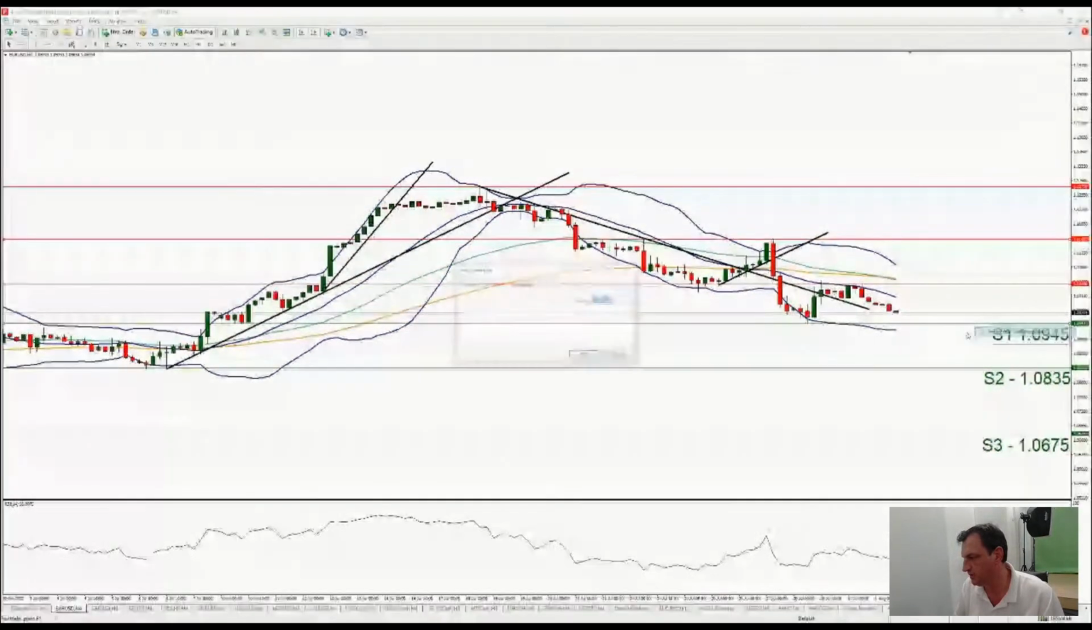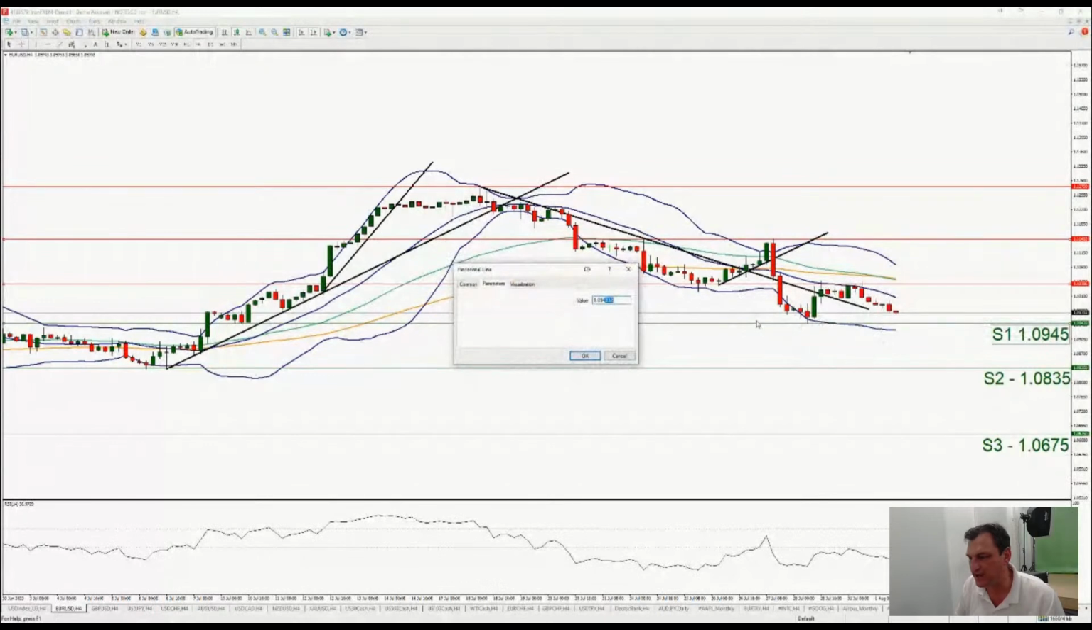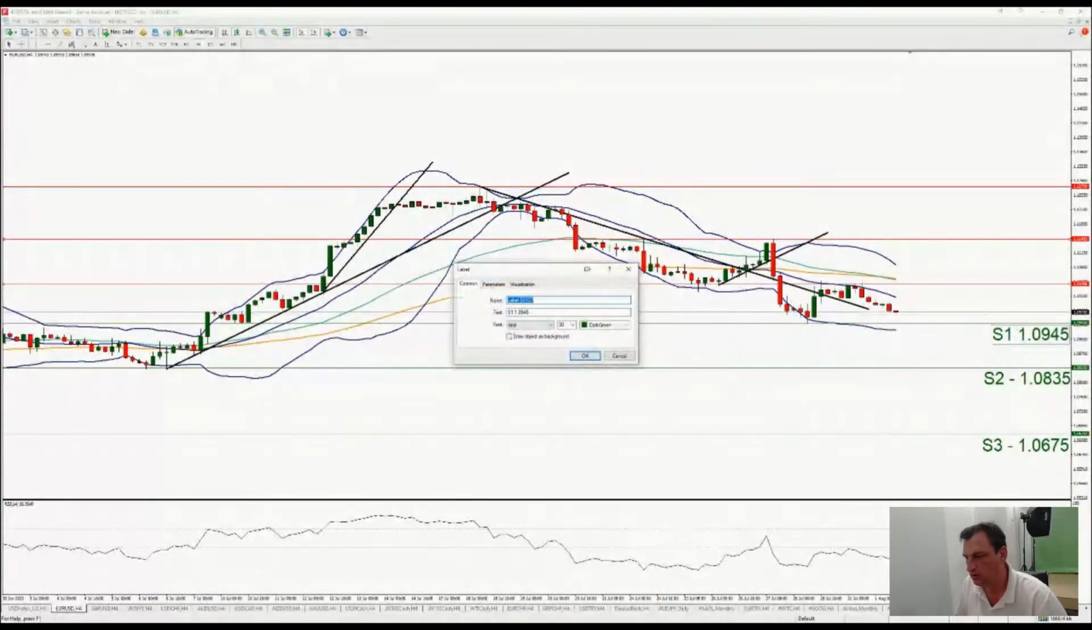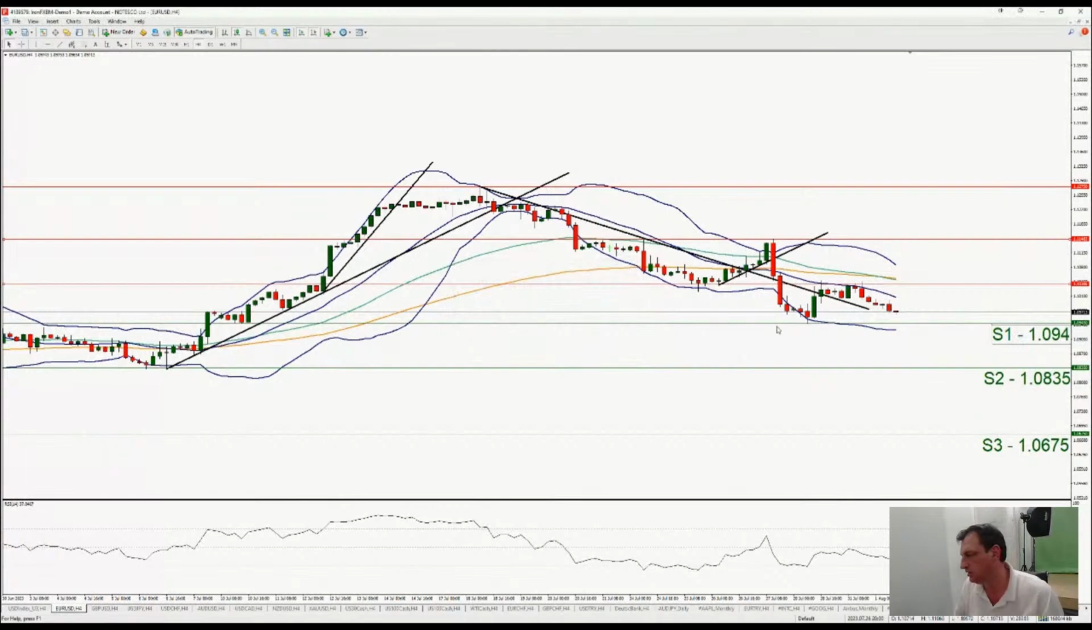Let's readjust this a little bit, because actually it's at 1.0943. I'm rounding it up a little bit. Always we're talking about areas, not fixed levels.